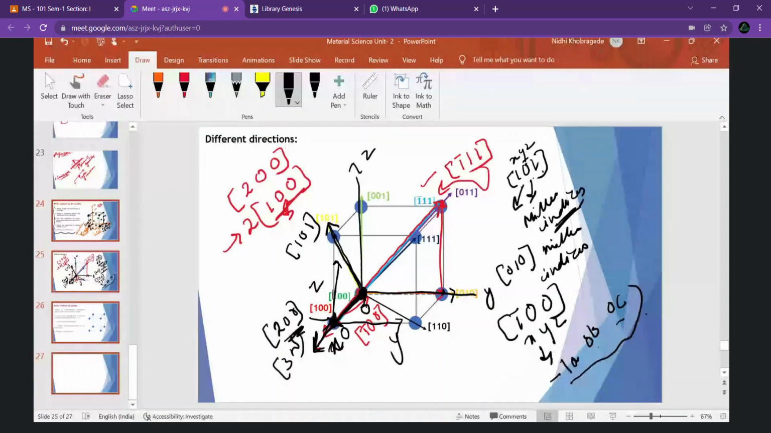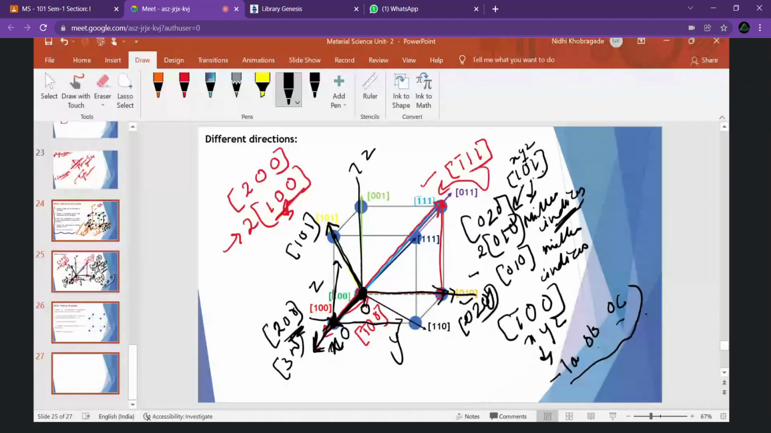Okay, same values. Okay, so in a similar way, either 020, for example. So we have to mark 010. So we have marked 010 here. So that will be the same thing for the 020 indices. Okay, so same direction. Fine.